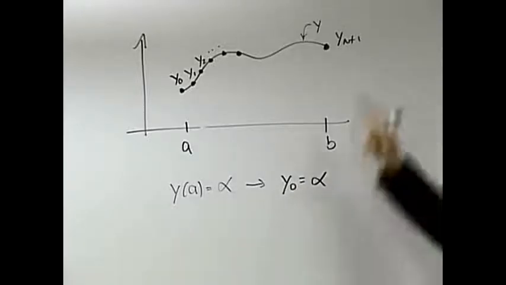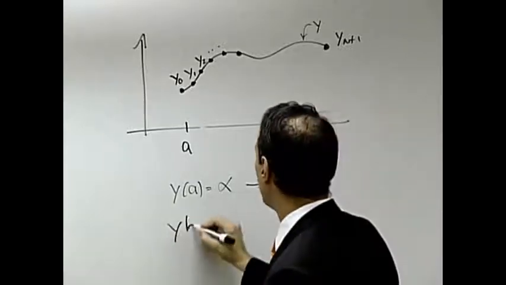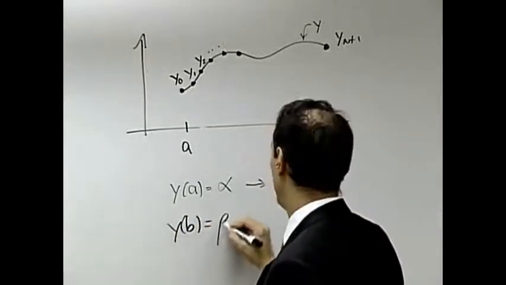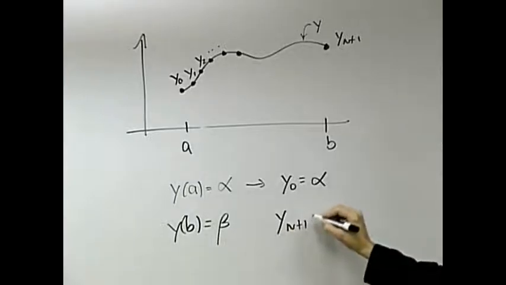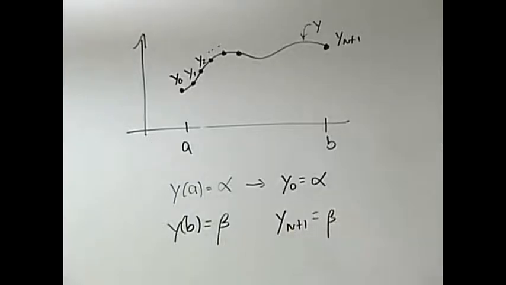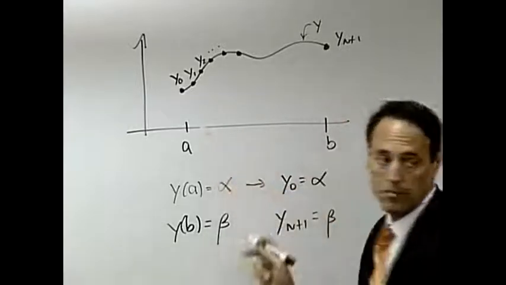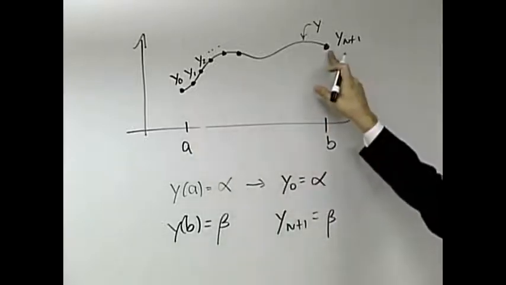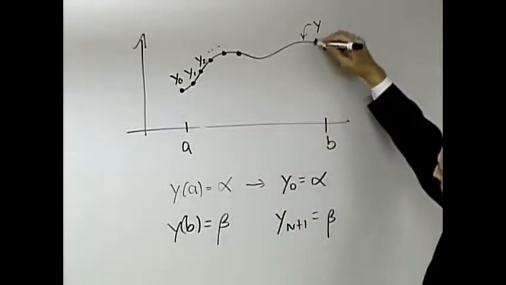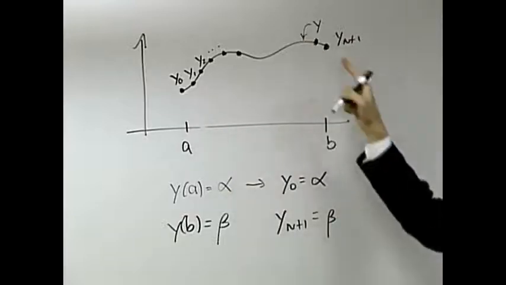Okay? And this one over here says, well, Y of B on the other end is equal to beta. These are my boundary conditions. That's just Y of m plus 1 is equal to beta. So what I'm really going to do is solve for the interior points of this thing. Right? I don't have to solve for that point or this point. I already have them. I have to solve from Y1, Y2, all the way to Y of n.